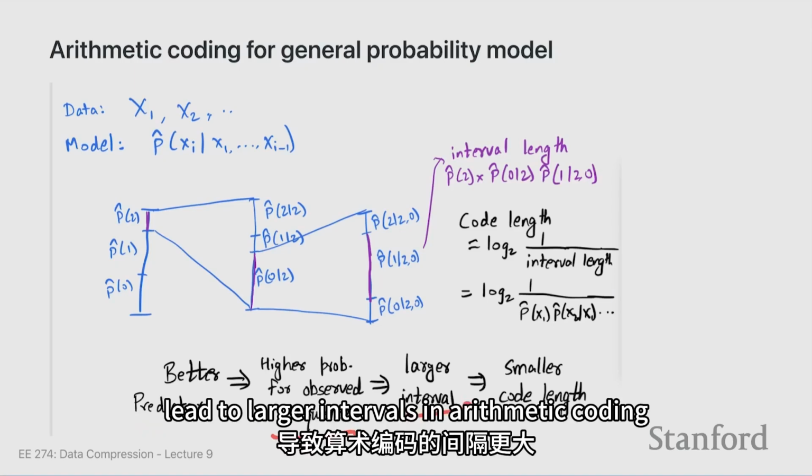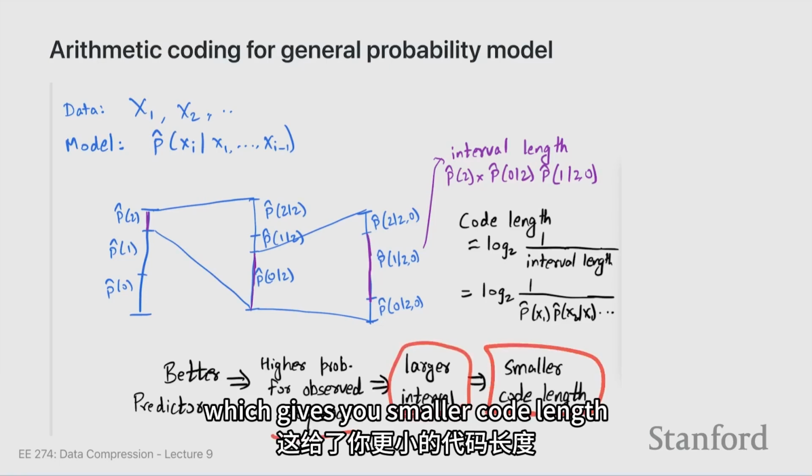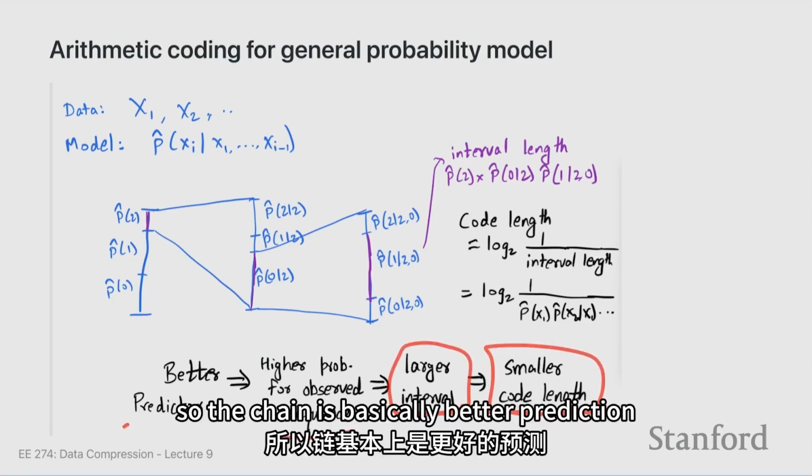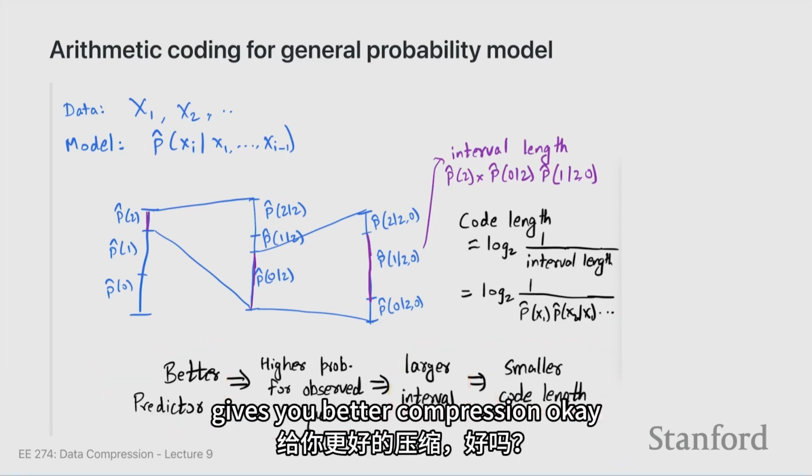Higher probabilities lead to larger intervals in arithmetic coding, because the interval length is a product of the probabilities, which gives you smaller code length. So the chain is basically: better prediction gives you smaller code length. So better prediction gives you better compression.